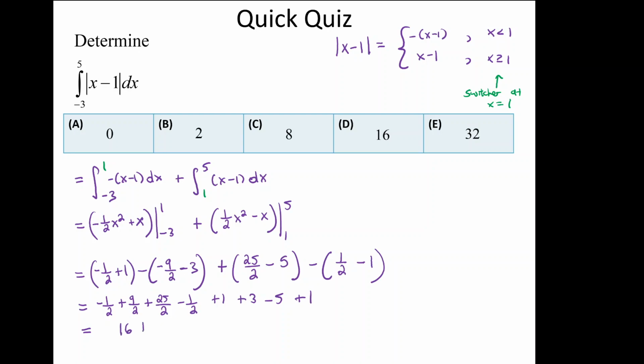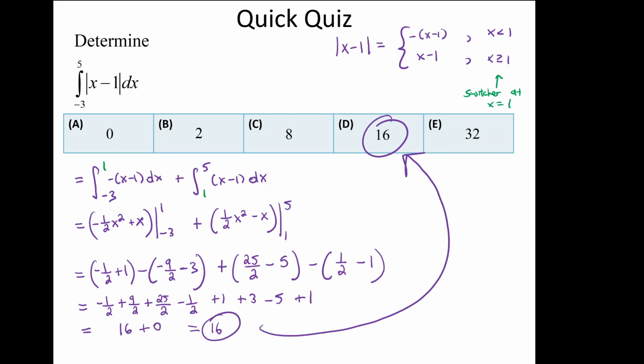And then plus 1 plus 3, 4, minus 5. Something's up. Oh no, nothing's up. That's all going to cancel out. All 0. Plus 0. We get 16. So answer D. Hard question.